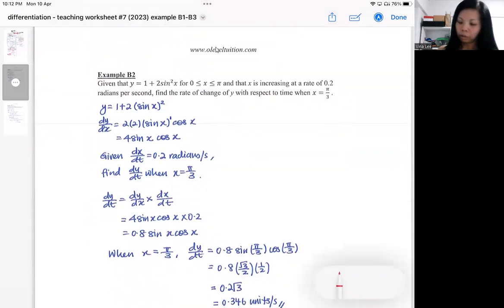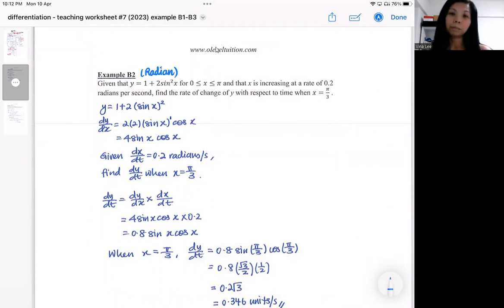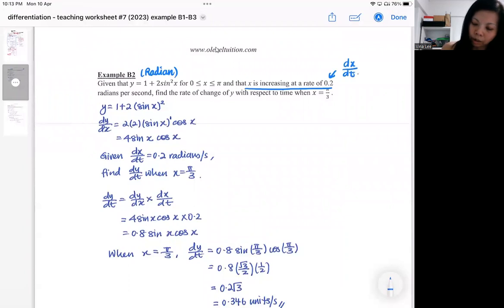Except there is a trigo differentiation. If it's a trigo differentiation, it has to be in radian mode, same as when you are doing tangent and normal. And this value here is your dx dt. And our job is to find dy dt when x is pi over 3. So this is my aim.